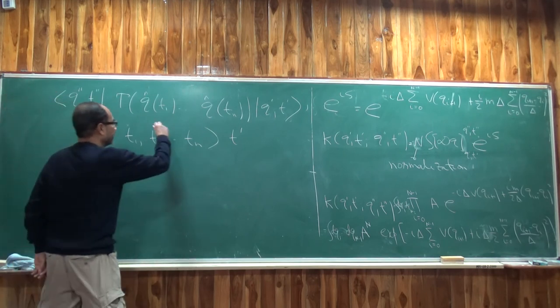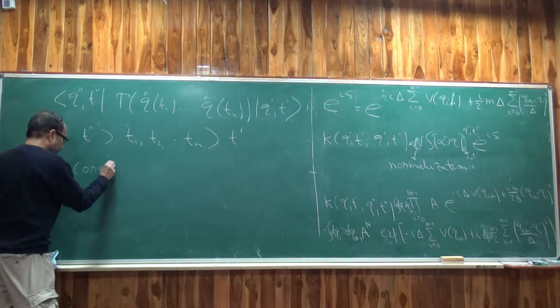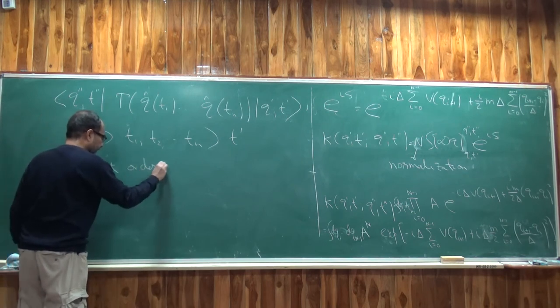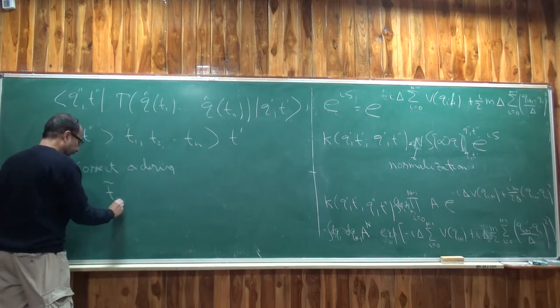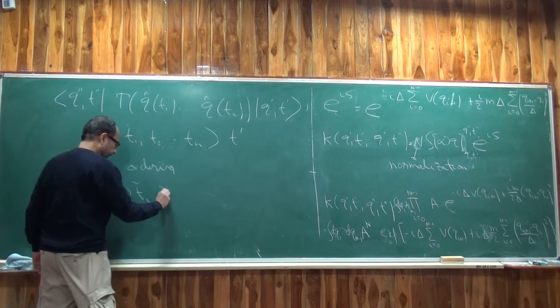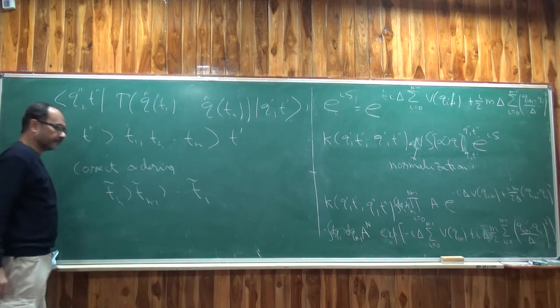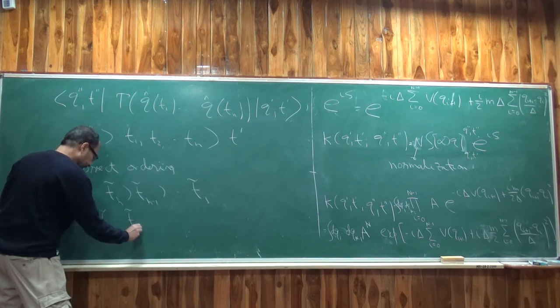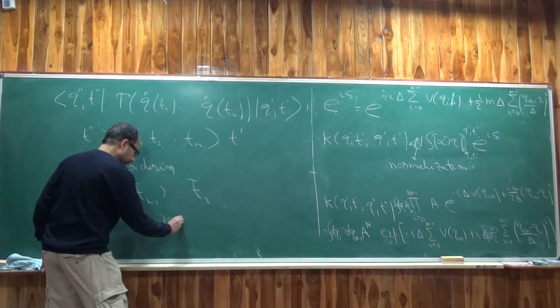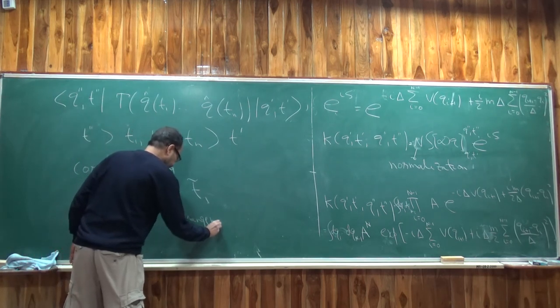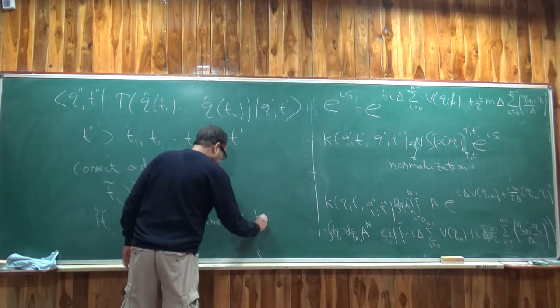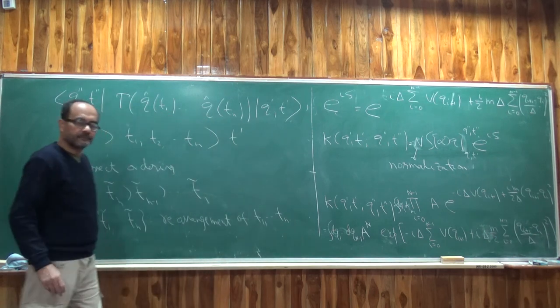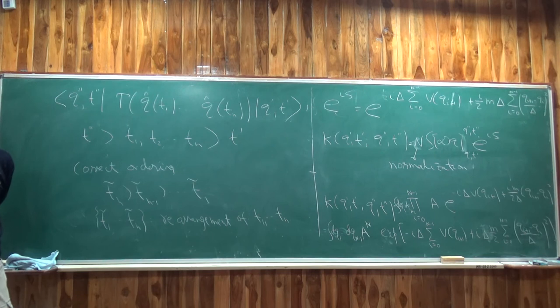Okay. So let's suppose that the correct ordering is t tilde n greater than t tilde n minus 1, and so on down to t tilde 1, where this set t tilde 1 to t tilde n is just a rearrangement of t1 to tn. The t1 to tn may not have any ordering, but we just relabel these variables by t tilde 1 to t tilde n so that they have the correct ordering.